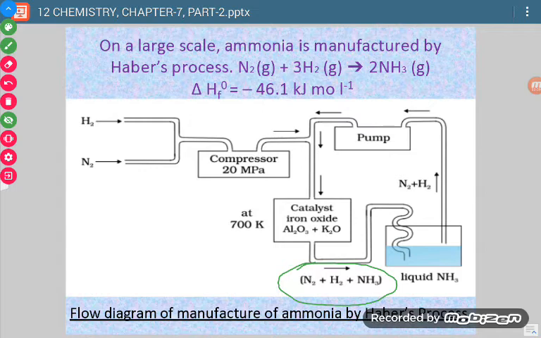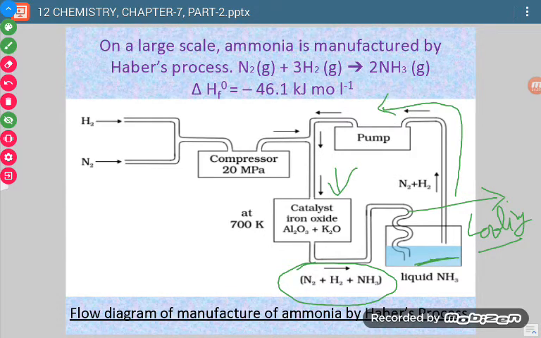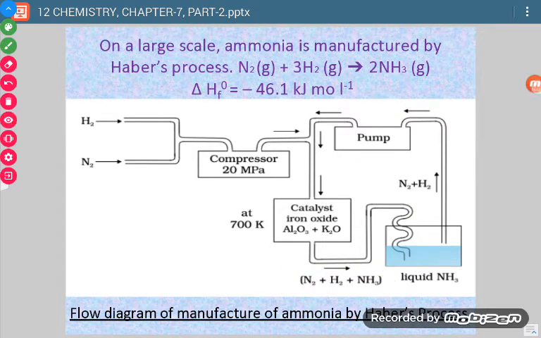Now see here, this is the cooling pipe. Here it is cooled, and after cooling ammonia gets liquefied, and hydrogen and nitrogen remain in the gaseous form. Now this is liquid ammonia, and hydrogen and nitrogen are again pumped back to react in the presence of the catalyst.